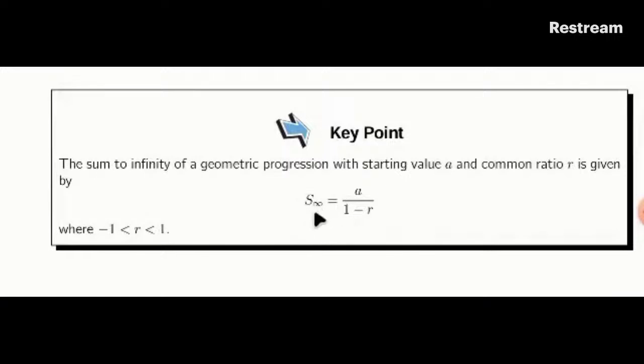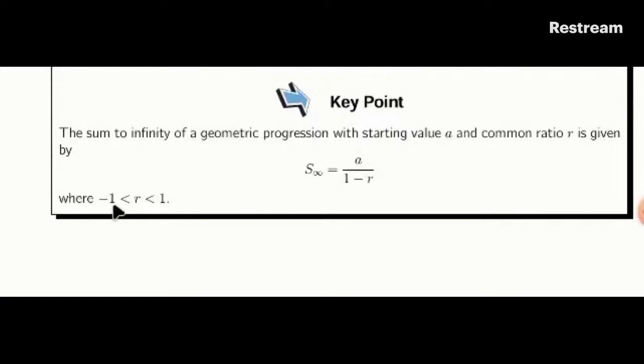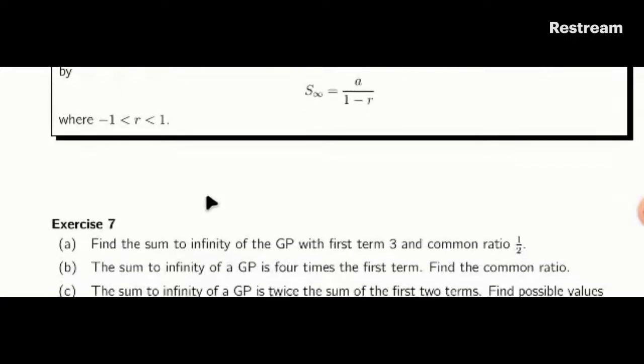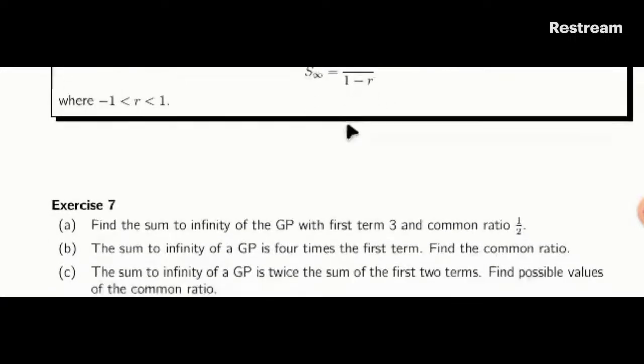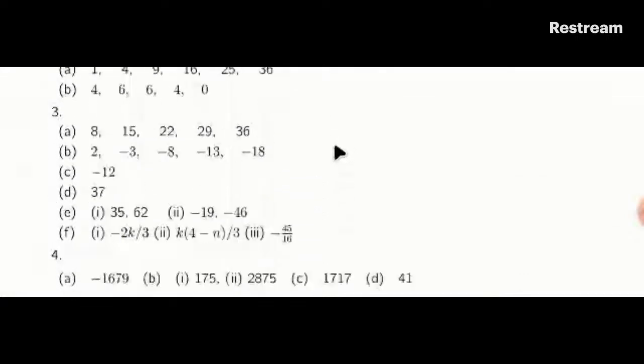When it says you sum it to infinity, you just say a over 1 minus r, where r is always in between minus 1 and 1. If r is greater than that, then you will have challenges to answer that.